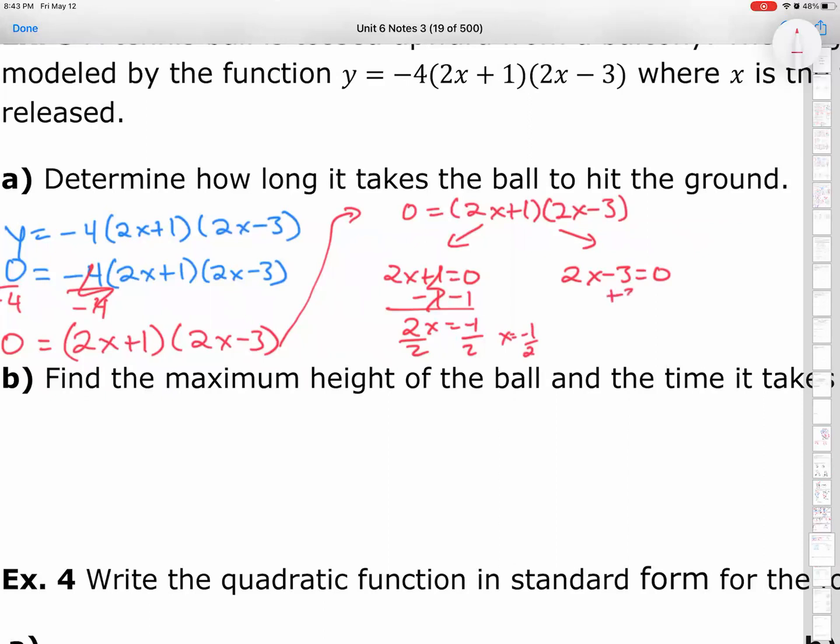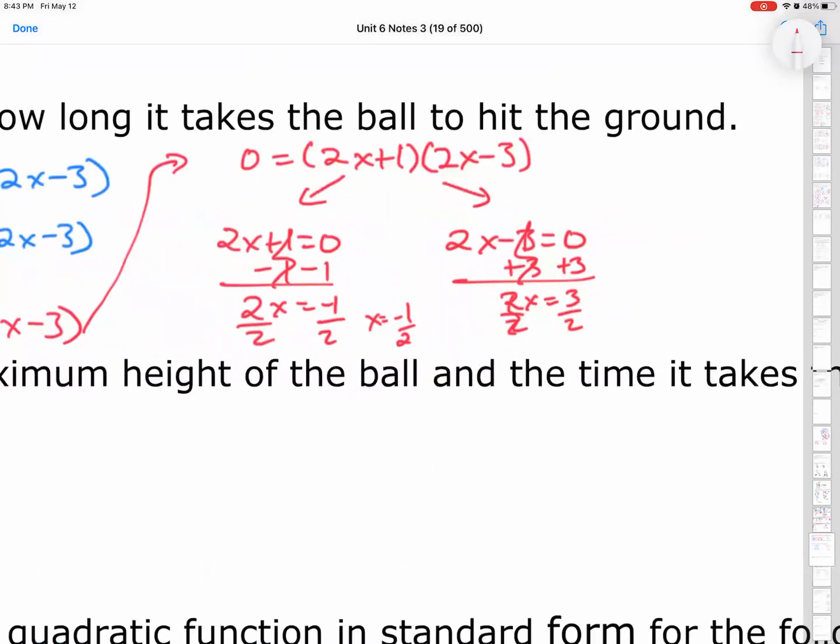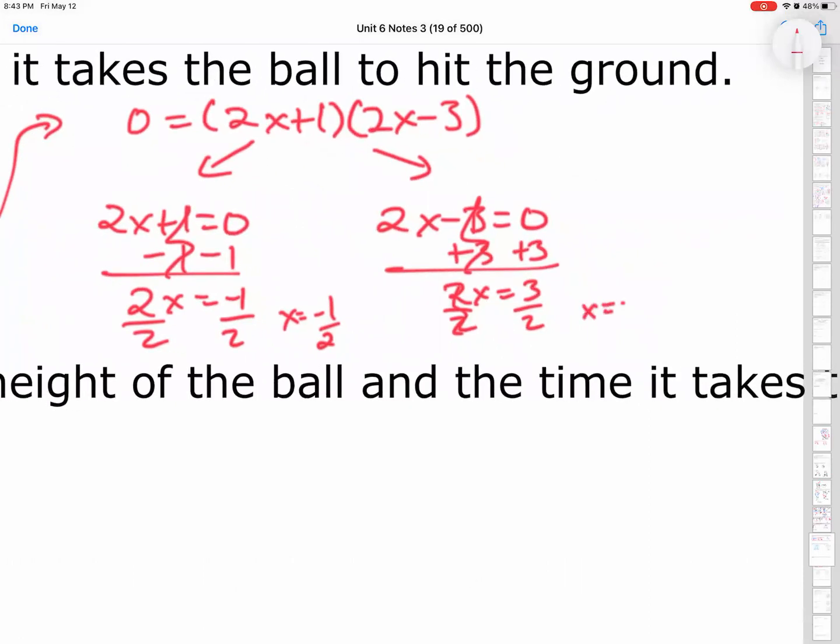On this one, where we would add 3, we get 2x equals 3, divide both sides by 2, and see that x is 3/2. And so we end up with these two different answers, -1/2 and 3/2, or 1.5 seconds.